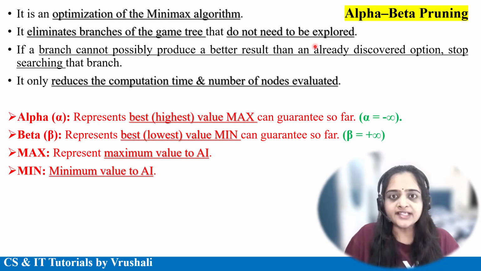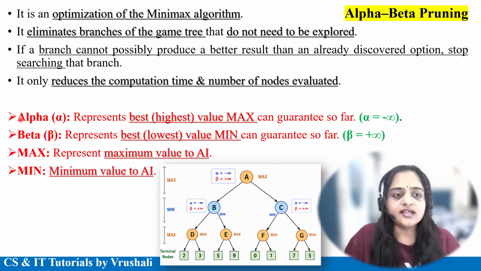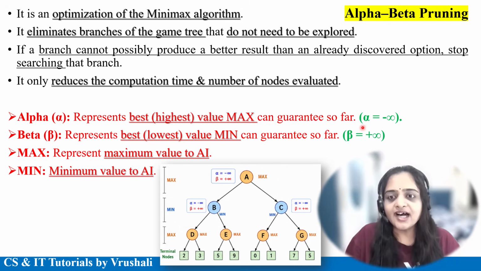So before solving the example, you must know some terminologies. See here, the first one is alpha. Alpha basically represents the best, highest value. That's why it is called max. And initially alpha is minus infinity.